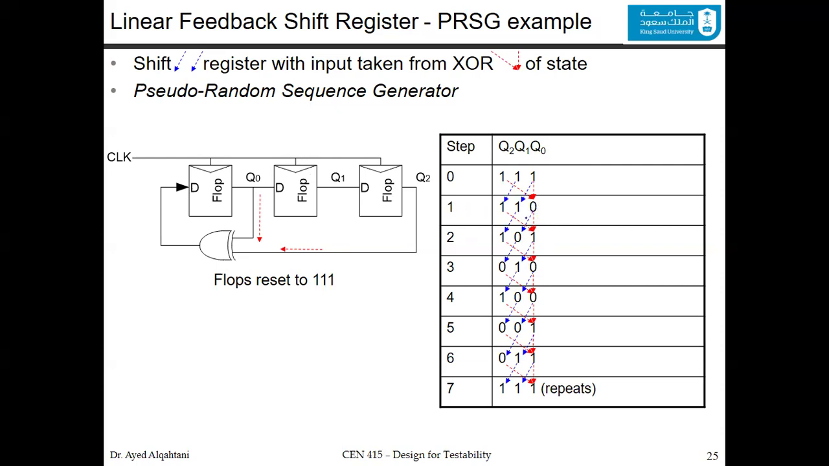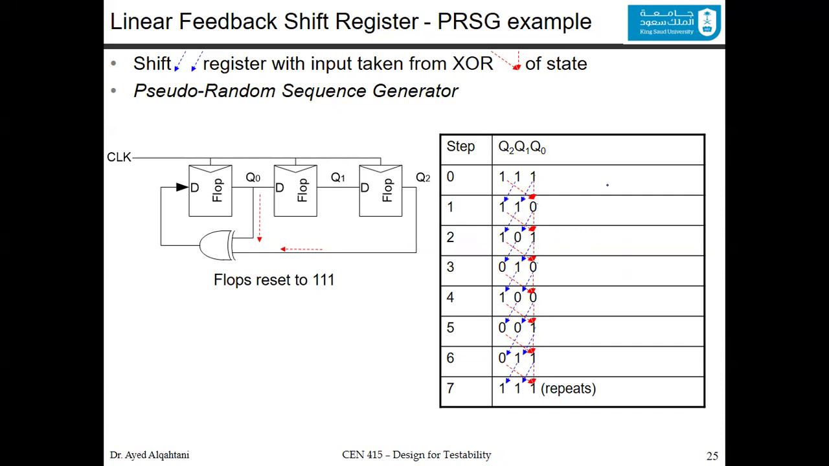From 1 to 2, you will take those two XOR. 0 XOR 1 is 1, and you shift these two. Now 1 XOR 1 is 0, and you shift these two. 0 XOR 0 is 0, and you shift these two. 0 XOR 1 is 1, and you shift these two, and so on. 1 XOR 0 is 1, and you shift these two, and you can continue forever. But if you start with 1, 1, 1, the next one, based on the calculation, is 0, 1, 1.